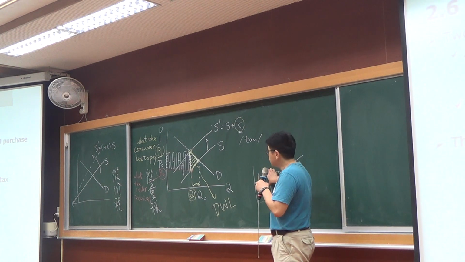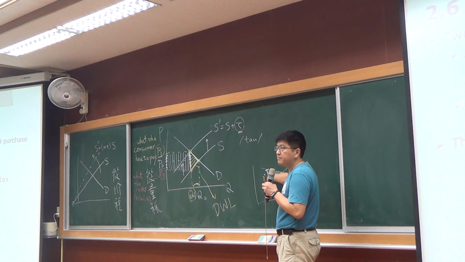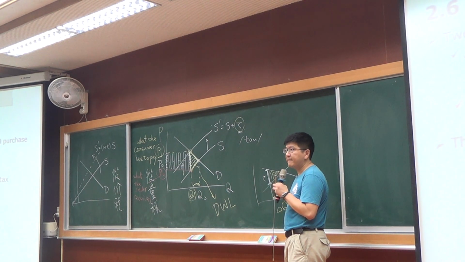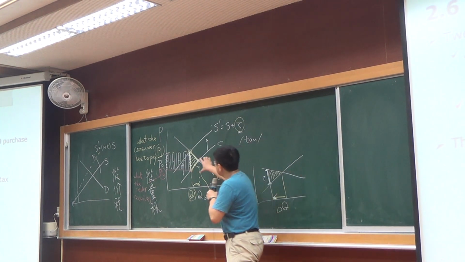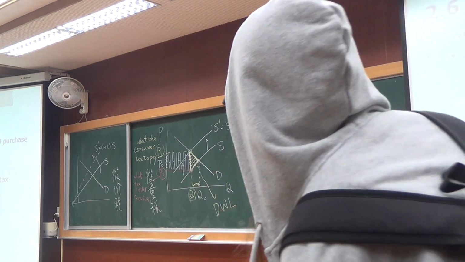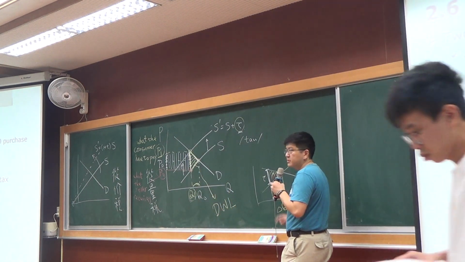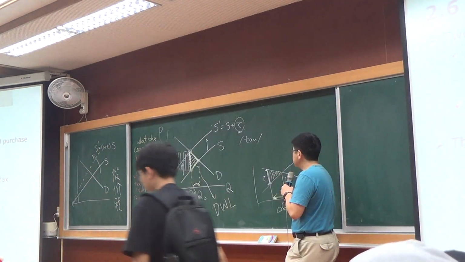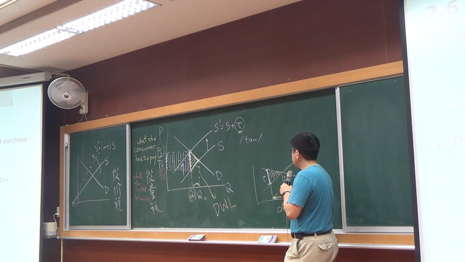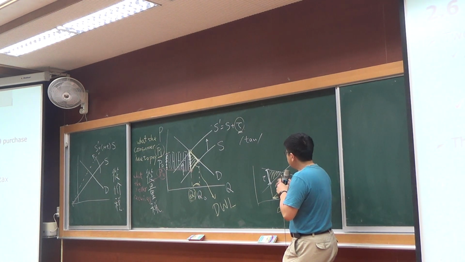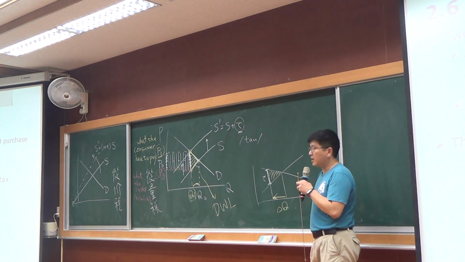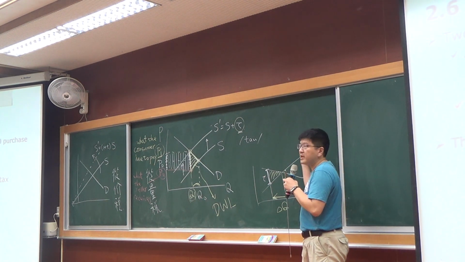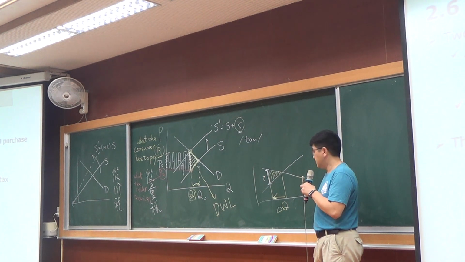The base times the height divided by 2 is the formula for the triangle, is that right? So with the same base, tau, since the height here is larger, then the area of deadweight loss will become larger for flatter demand and supply curves.